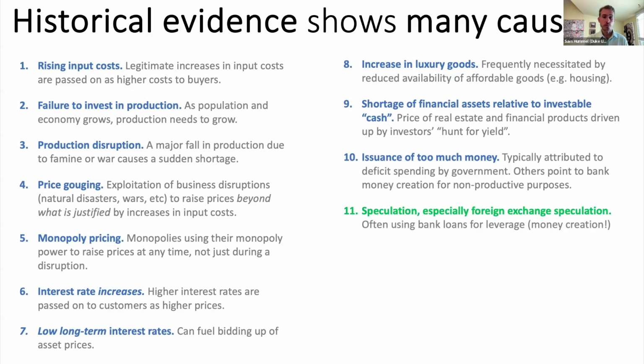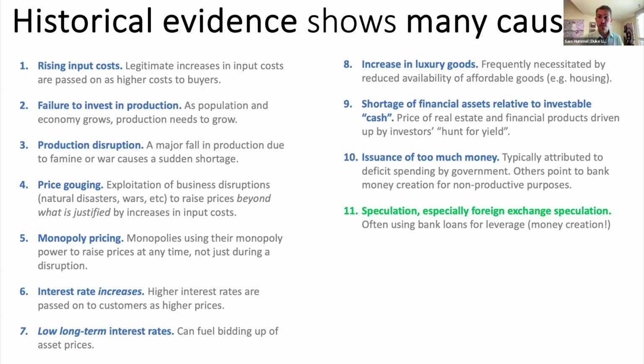funding non-productive purposes. So now I'm going to get to a few that we're going to pay a lot more attention to, so I've changed the color on them. And another one is speculation, especially foreign exchange speculation, right? So this is often fueled by bank loans, where speculators are using leverage, which is money creation, to place bets on the value of a currency going up or down. And as you might imagine, when the value of a currency goes down, it takes a lot more units of that currency to buy something, especially something that's an import, which means that that thing has just become more expensive and the price has gone up on it, right?